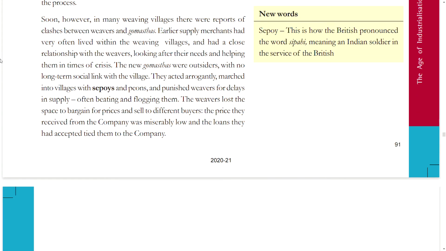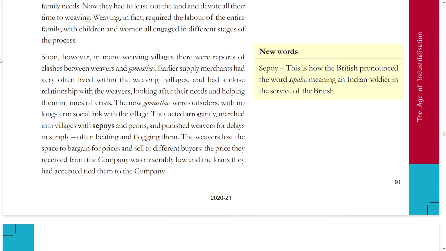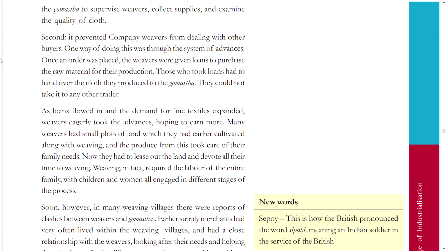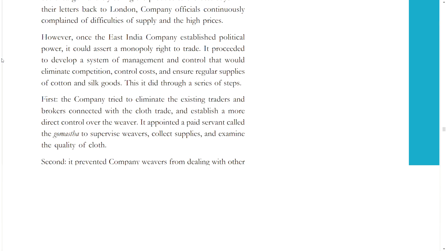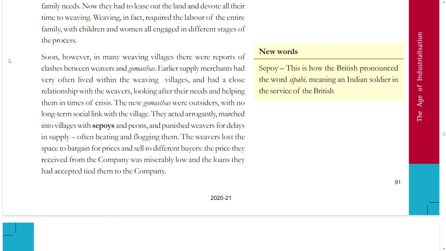Soon, however, in many weaving villages there were reports of clashes between weavers and gomasthas. Earlier, supply merchants had very often lived within the weaving villages and had a close relationship with the weavers, looking after their needs and helping them in times of crisis. The new gomasthas were outsiders, with no long-term social link with the village. They acted arrogantly, marched into villages with sepoys and peons, and punished weavers for delay in supply, often beating and flogging them.